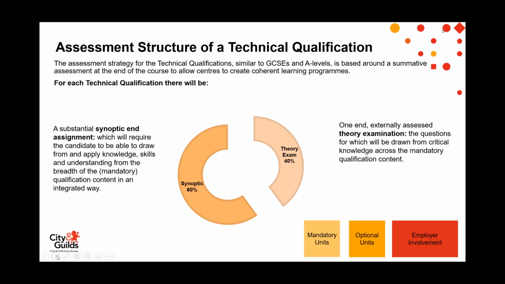Also, there will be one end external assessed theory exam, and this makes up 40% of the qualification. The questions will be drawn from the critical knowledge across the mandatory qualification content. Each qualification has a mandatory unit, and some qualifications have optional units too. And we also have our employer involvement in all Key Stage 5 technical qualifications.